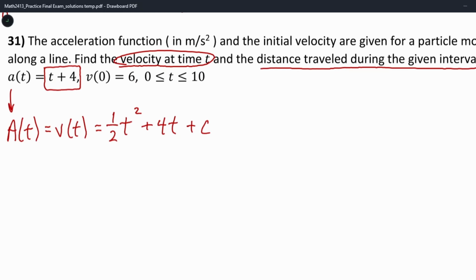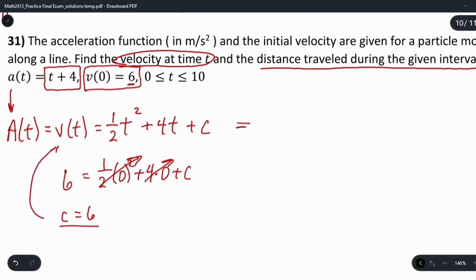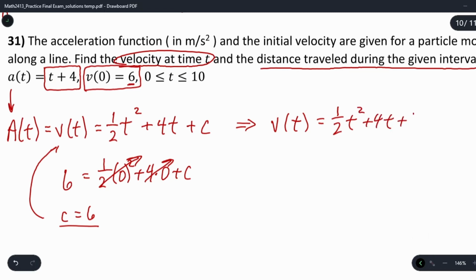And now we're going to find out what that constant is based on this given initial condition. We know that when t is 0, the velocity is 6. So now the velocity is 6 whenever t is 0. So 1/2 0 squared plus 4 times 0 plus c. These both go to 0, telling me that c is 6. And then we can come back to here and say that our velocity equation at time t, that means the general velocity equation, is 1/2 t squared plus 4t plus 6. That is the answer to the first part of the question.